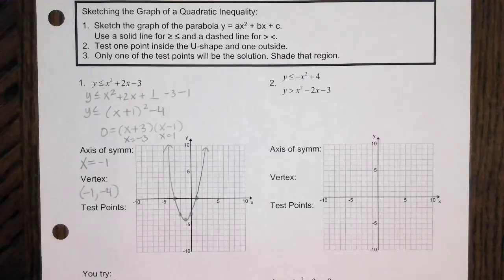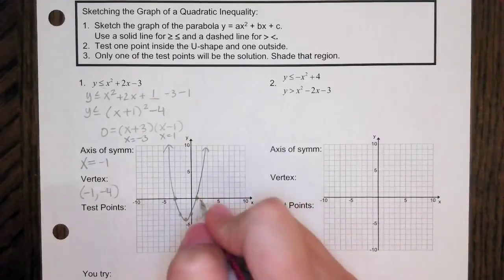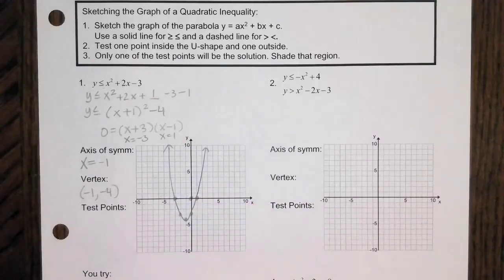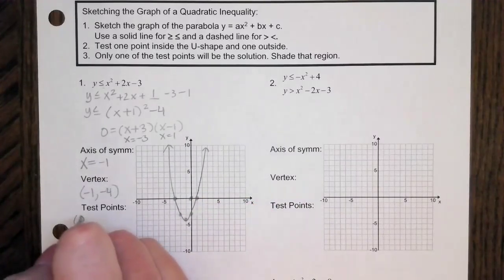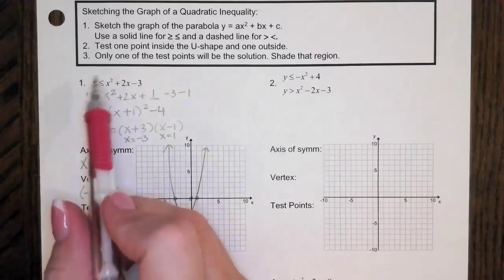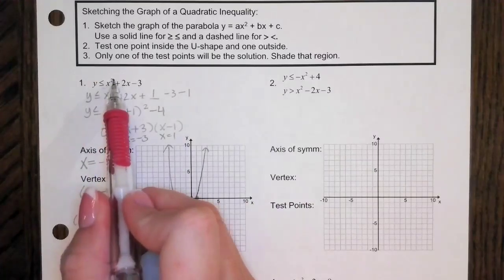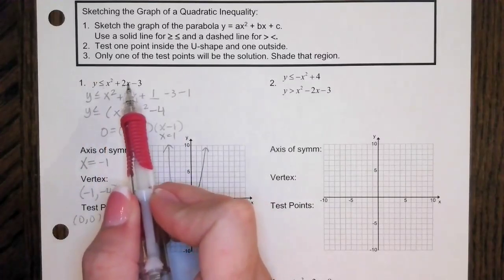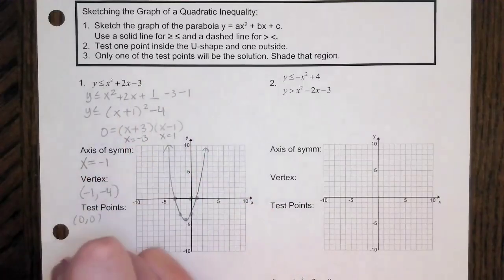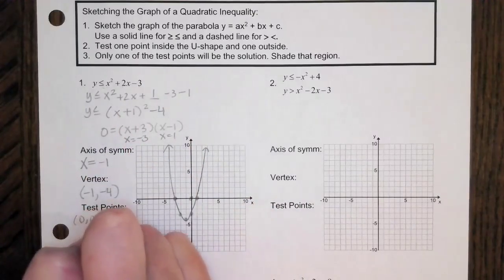Now, to determine where our shading occurs, you pick any point on the graph, inside or outside, to verify if it is a true statement or not. One of the easiest points to plug in is (0, 0). So that's usually where I start, right there, this point here. And so I'm going to plug in (0, 0) to my equation. When I plug in 0 here, 0 squared is 0. 2 times 0 is 0. So the only thing left on that side is -3.